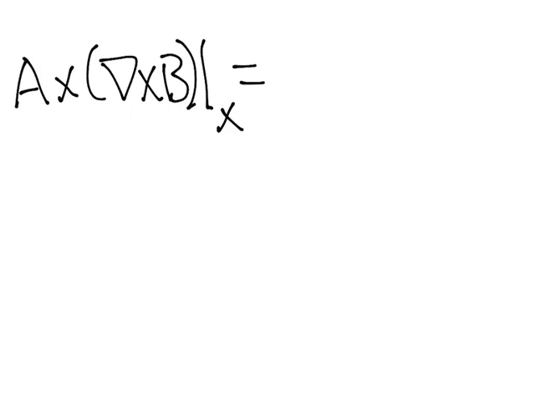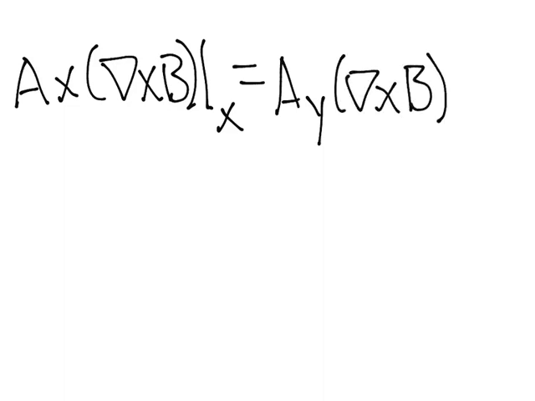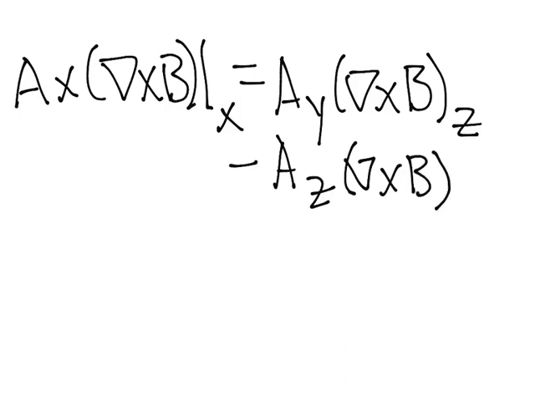Well, if we think about the 3x3 matrix, you can write it out if you want, but I'm not going to because I don't have quite enough room on this little iPad screen that I'm writing on. This is going to be equal to AY times grad cross B in the z direction, of course, just to be clear, minus AZ times grad cross B in the y direction.